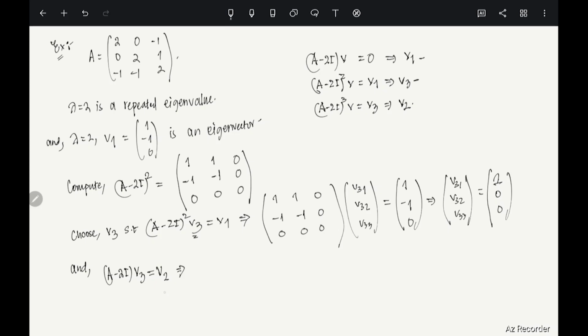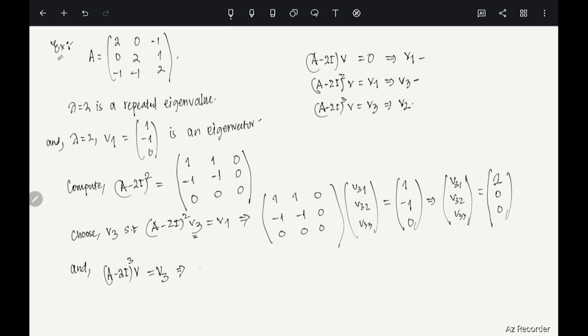right? So what does it mean? Sorry, I should write it as (A minus lambda I) cube v. So I have to find a v2, right? I have v3, so I will target v3.